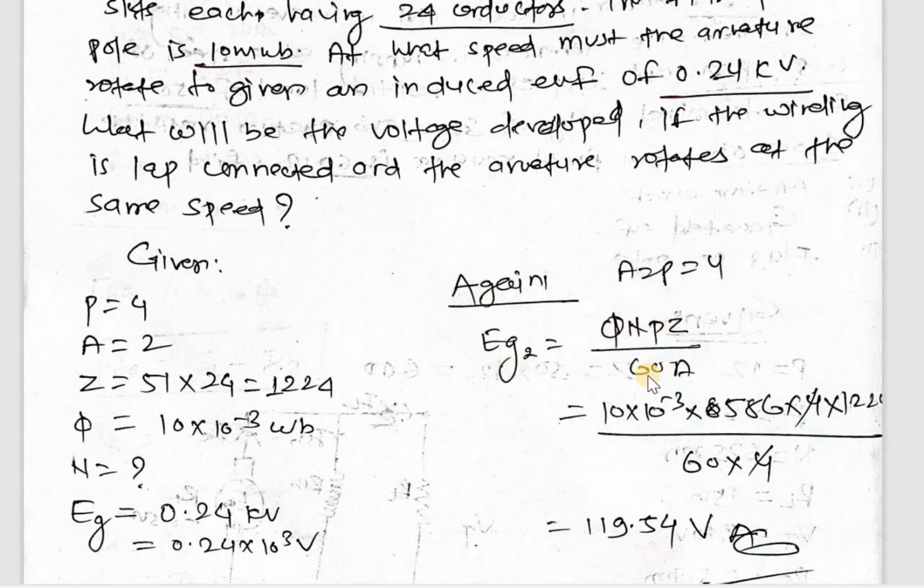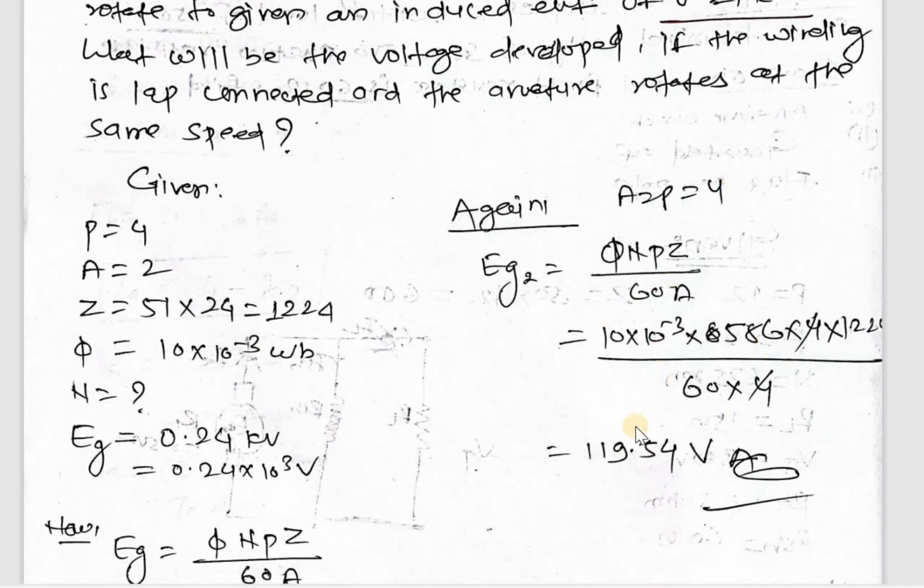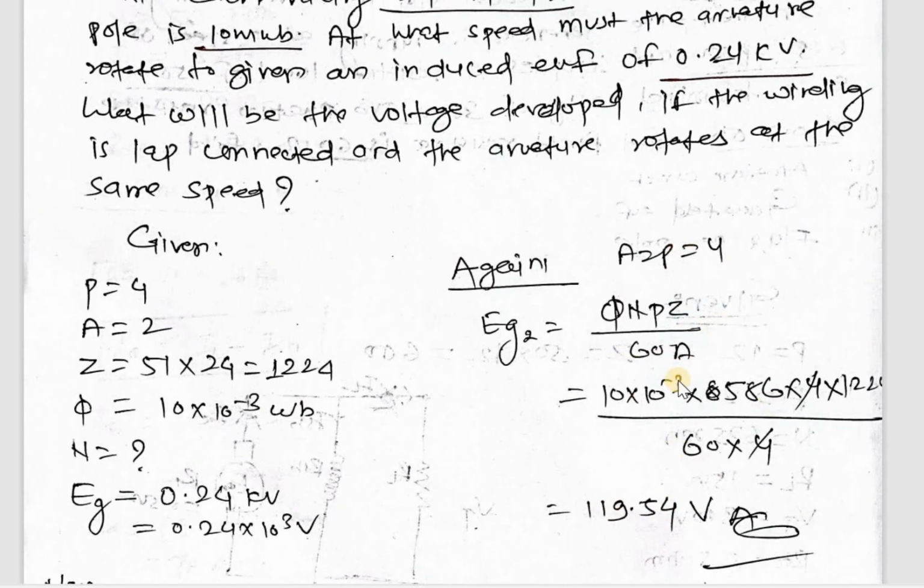Again A equal to P equal to 4. This is for lap winding. Eg2 equal to phi Z N P upon 60 A. So put the value of N, phi, Z and A, and we can get 119.54. To find the voltage developed, we use lap winding. What will be the voltage developed if the winding is lap? So at this condition we have to find the voltage, and A equal to P equal to 4 for lap winding, that is, number of poles equal to A.